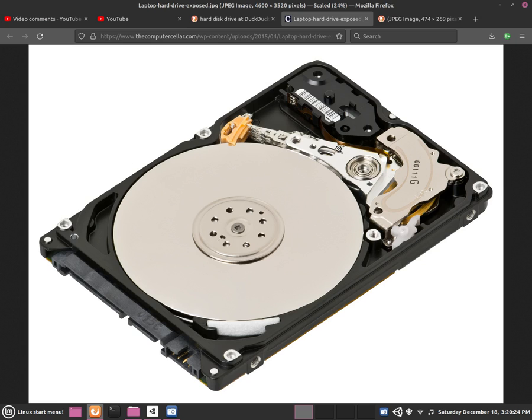So this is a head, and this head is used to write data and read data on the disk. The disk is to store all the data, and the head is to write data and to read data on the disk.